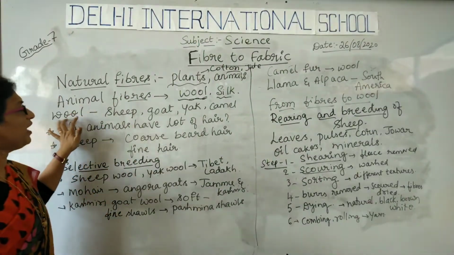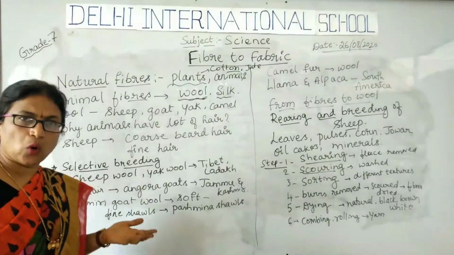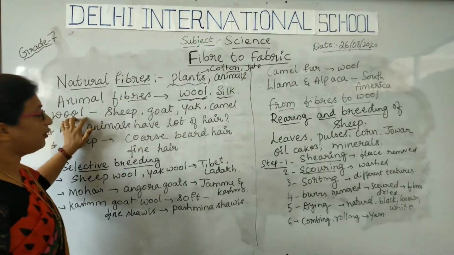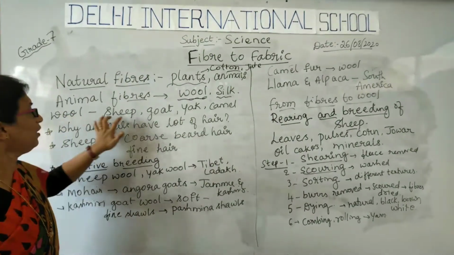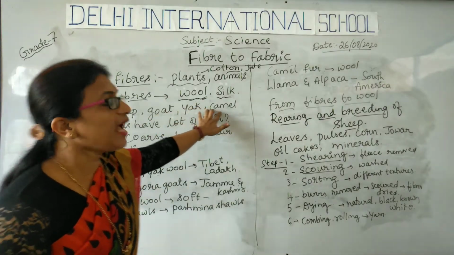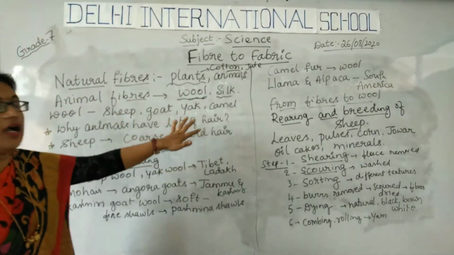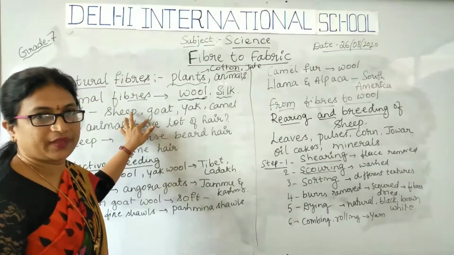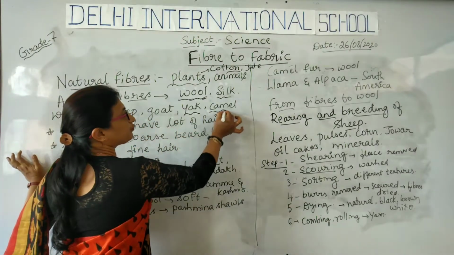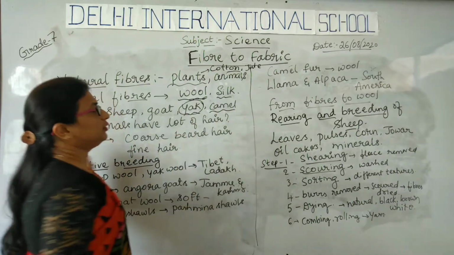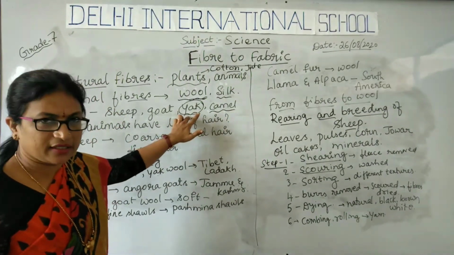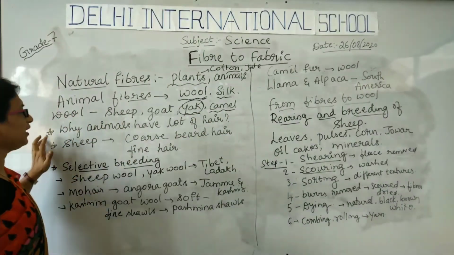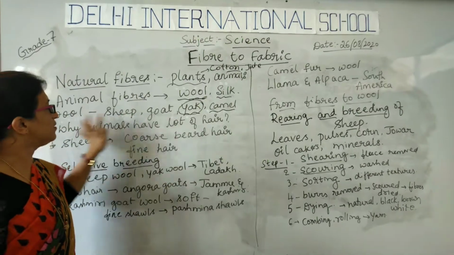So, where does wool come from? Do only goats and sheep yield wool? No. There are different types of animals from which we can get wool. They are sheep, goat, yak, and camel. In Himalayan regions where yaks are plenty, wool is extracted from the yak, and in desert areas wool is extracted from the camel. So different animals yield wool.